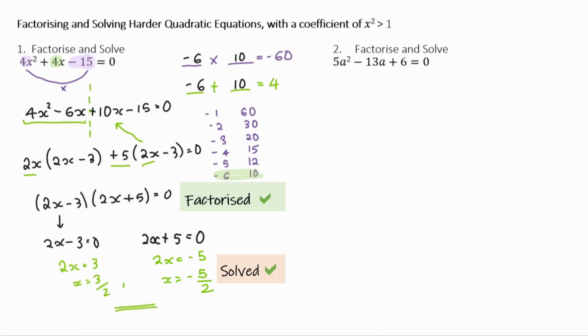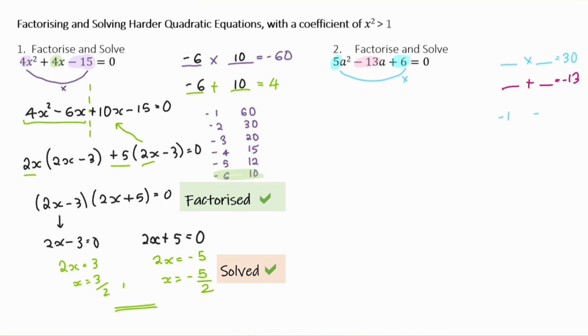For number 2, we have to factorize and solve 5a squared minus 13a plus 6 is equal to 0. We are first going to multiply the coefficient of a squared, which is 5, with the number term, which is 6. 5 times 6 gives us 30, which means we are looking for two numbers that multiply to give us 30, and those same two numbers should add to give us minus 13. Because we are multiplying to get a positive number but adding to get a negative number, that means we are going to have to look at the negative factors of 30.